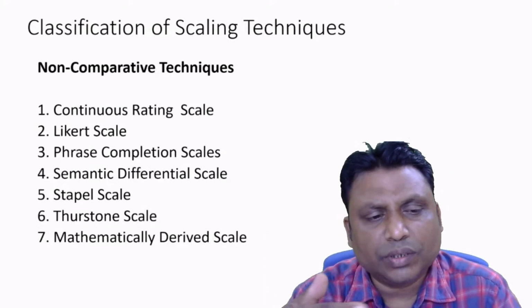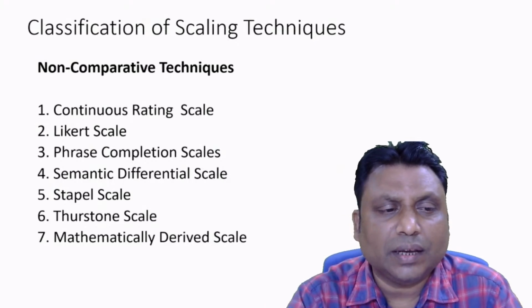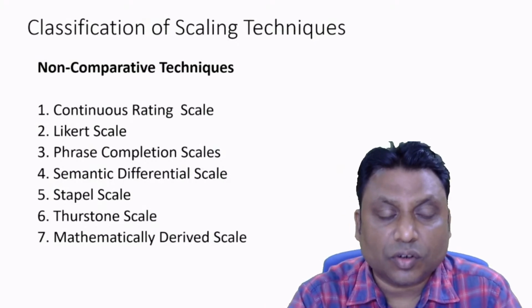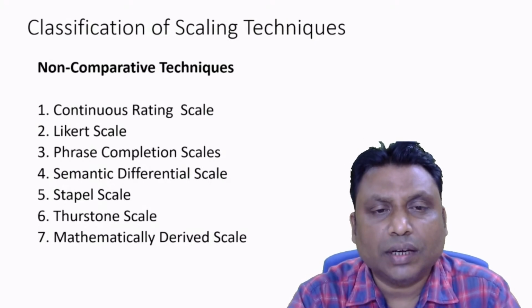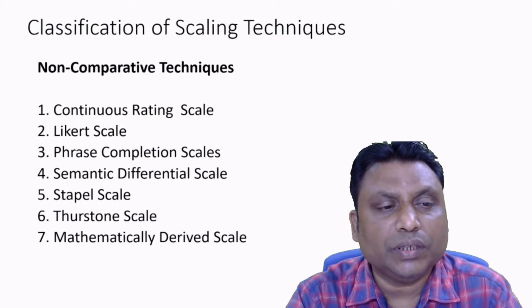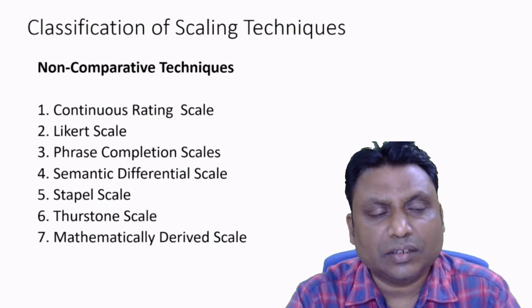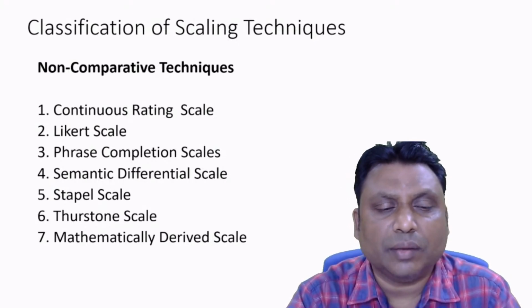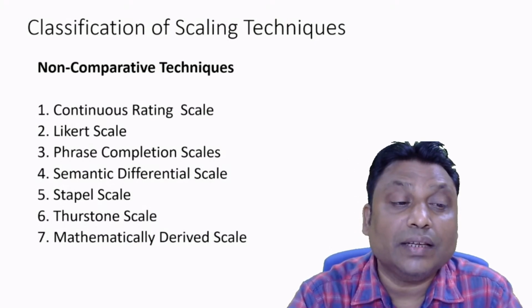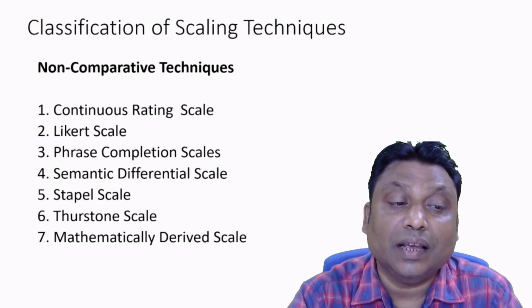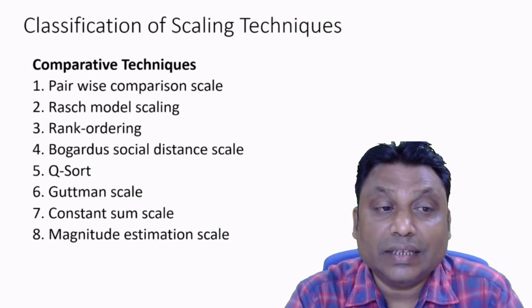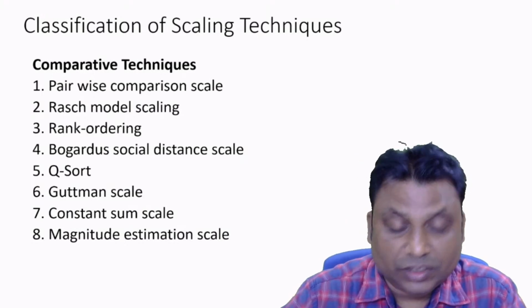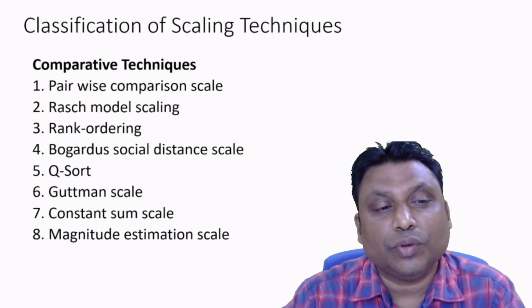At a higher level, the phase completion scales, Thurstone scales or mathematically derived scales are very important. But in social research or research methodology, generally we use the Likert scale and the continuous rating scale. Sometimes we use the Staple scale also, but very rarely. The more important non-comparative technique here is the Likert scale, and for comparison it is rank ordering. These two are very important, so generally we use these two techniques.